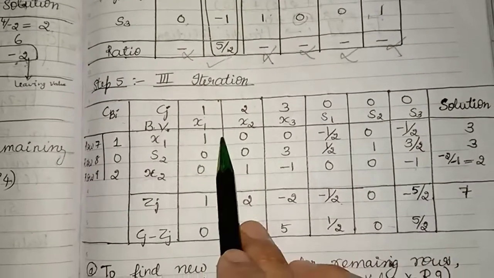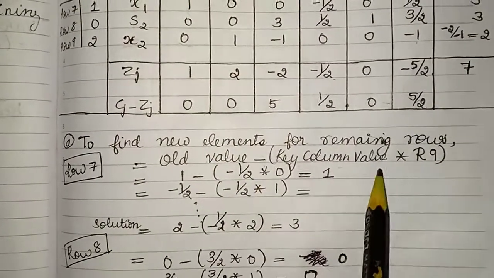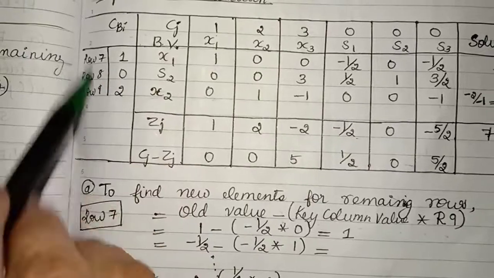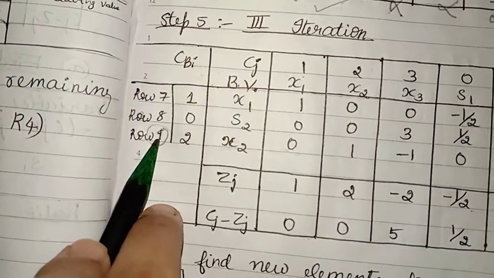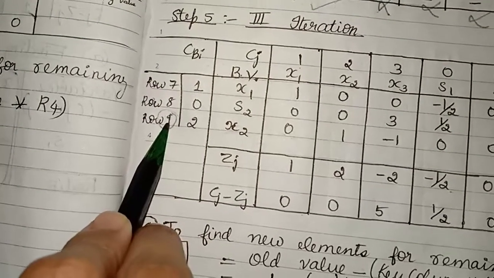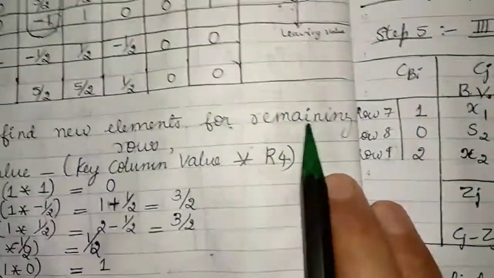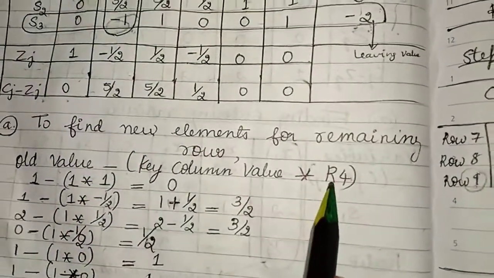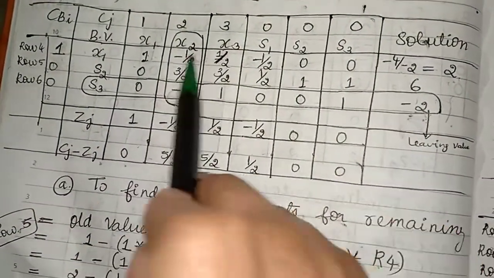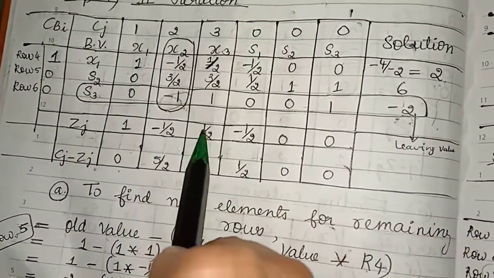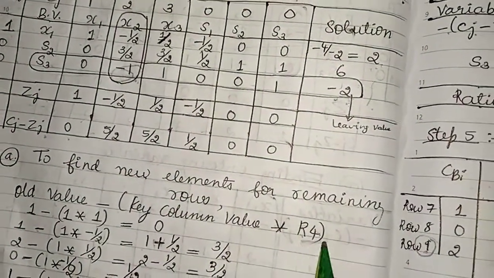And for this also you have to apply the same formula, to find new element: old value minus key column value into R9. If you can see here, you have to always multiply with the row 9. Row 9 in the sense whichever the key element or the key row you get, with that row you have to multiply. For example, in the last iteration you had multiplied it with R4, that is after dividing the whole key row by key element, you are getting a new row, that is row 4. So you multiplied that value.